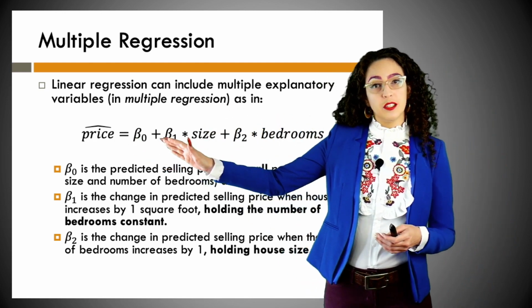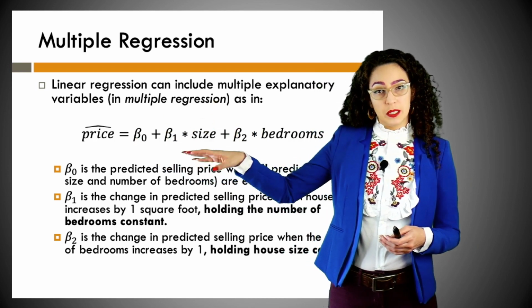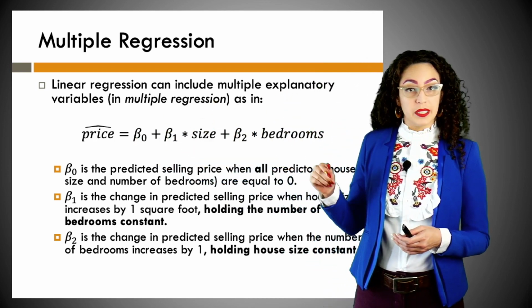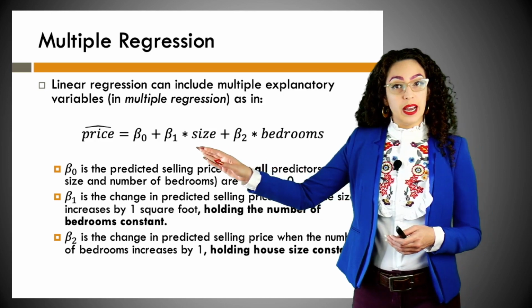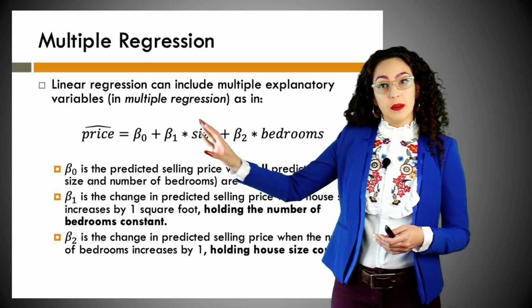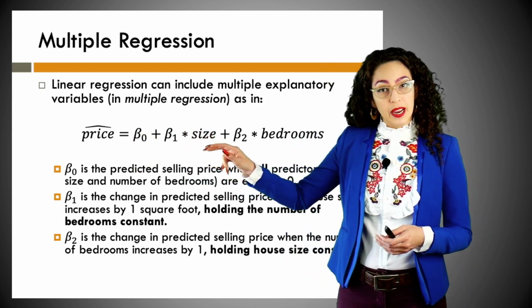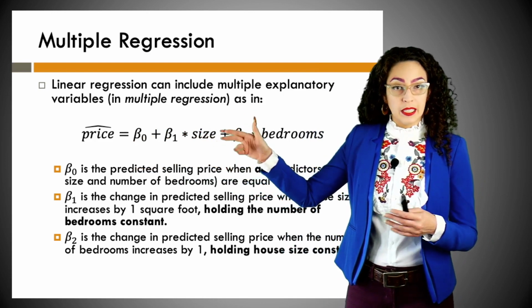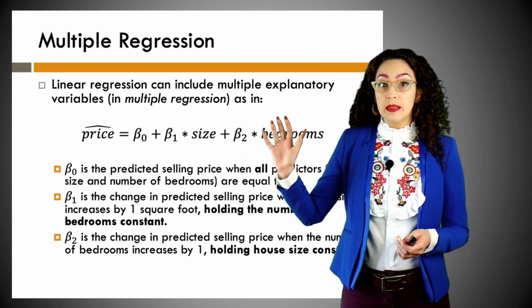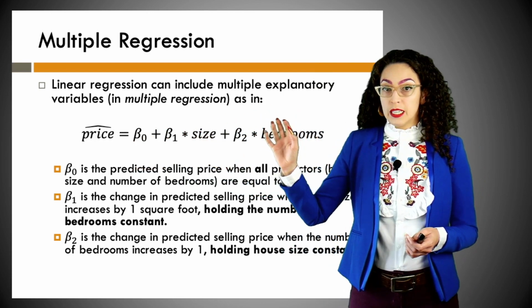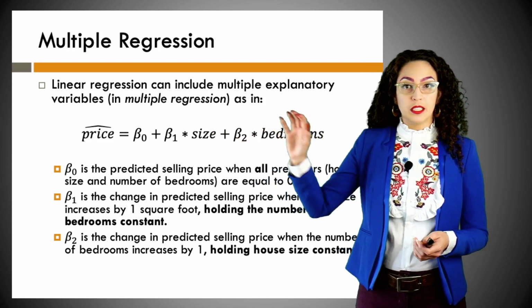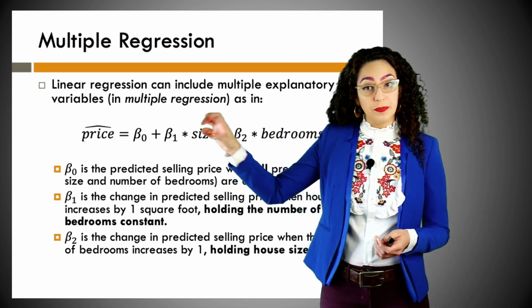Beta 0 is still the intercept. It's the price of the house if there were 0 square feet and 0 bedrooms. And beta 1 now is how much the price is expected to go up for every additional increment of size, so square feet, holding the bedroom one constant. So you have to hold any other variables constant so you can predict the effect of just this one.